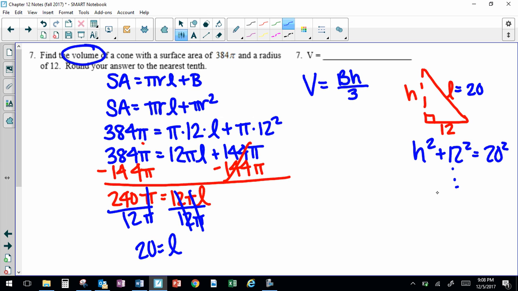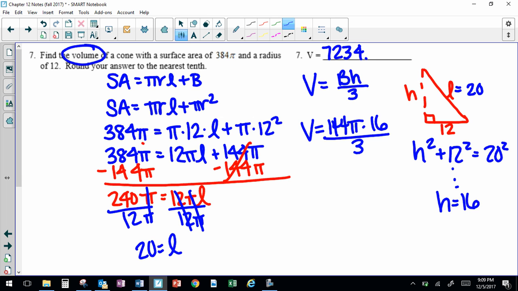So you can do the algebra, and h is going to come out to be 16 when you do the math. So now I have what I need. Remember, our base area was pi r squared, so that was the 144 pi. We just found the height was 16, all divided by 3, and this one said round your answer to the nearest tenth. So when you plug that in, you get about 7,234.6 cubic units. So it was a little funky, but manageable.